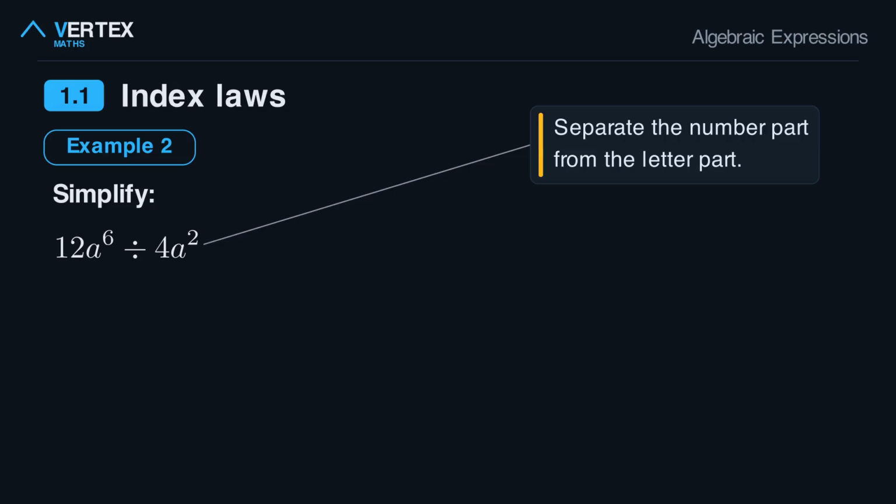Here we have 12a to the 6th divided by 4a squared. When numbers and letters are mixed, we will deal with each part separately. We rewrite as 12 over 4 multiplied by a to the 6th over a squared. This separates the number part from the algebraic part, a technique which you'll use constantly.